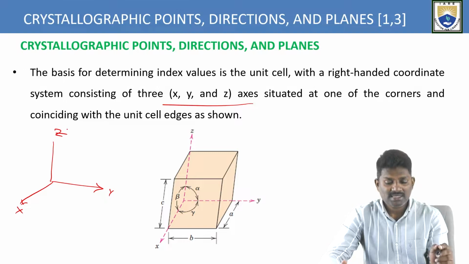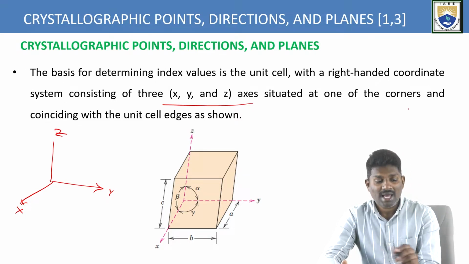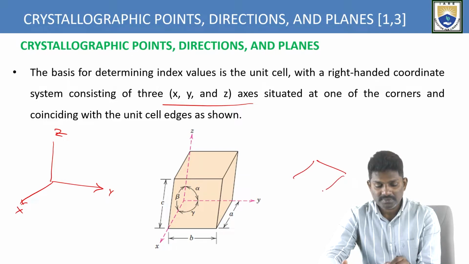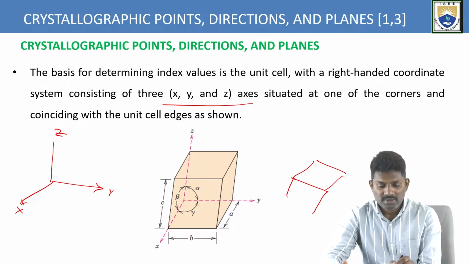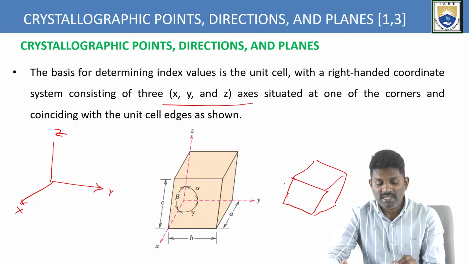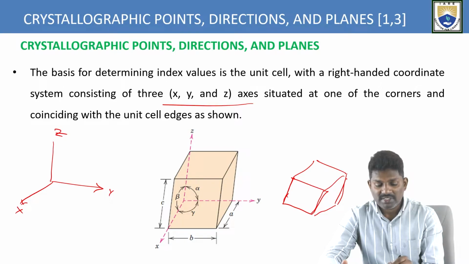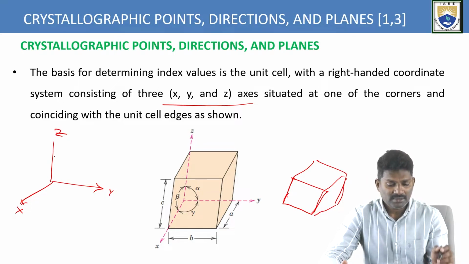So this axis, one of the corners has to coincide with the unit cell. So I have a unit cell like this. I have a unit cell like this. So in this unit cell, any one of the corners, either this or this or this, has to coincide with your coordinate axis. That's it. If I shift this unit cell here, how will I get it?